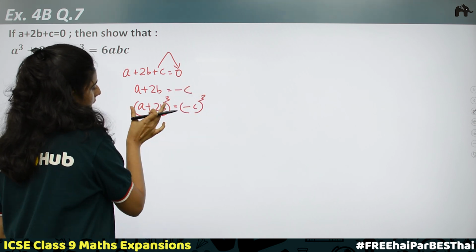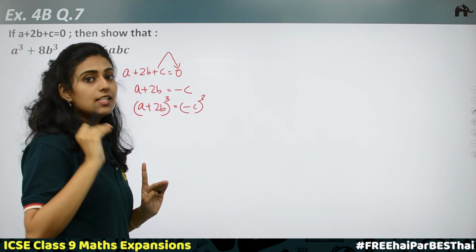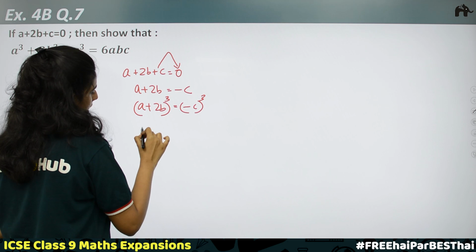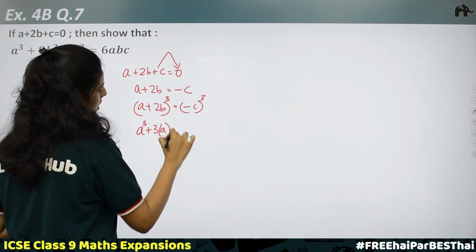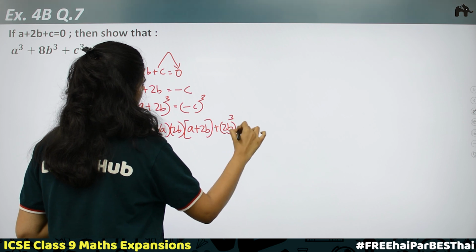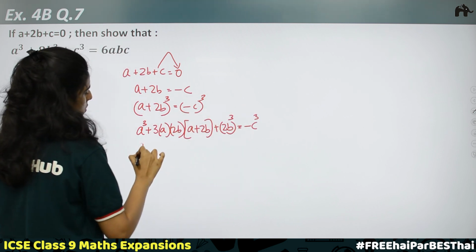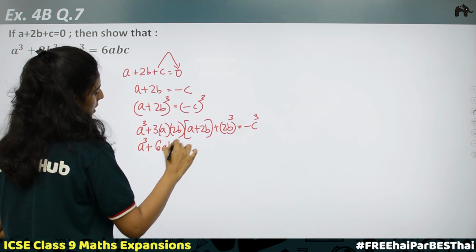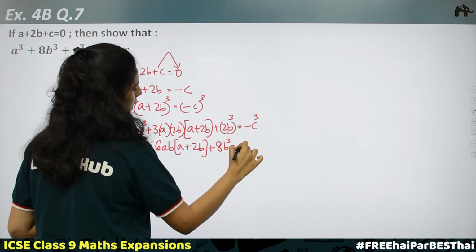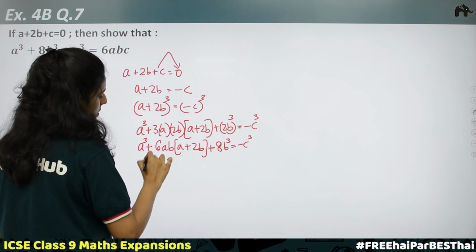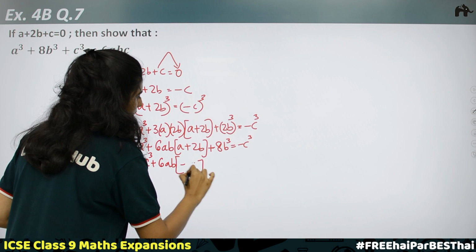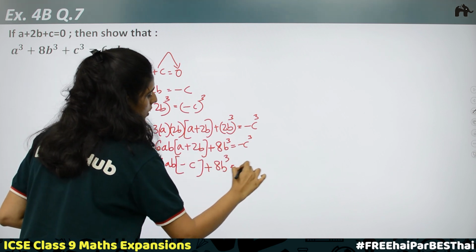This is of the form (a + b)³, which is a³ + 3ab(a + b) + b³. So, here in place of b, we have 2b. This is a³ + 3 into a into 2b into (a + 2b) + (2b)³ is equal to −c³. So, a³ + 6ab(a + 2b) + 2 cube is 8b³ is equal to −c³. a³ + 6ab into, we know a + 2b is equal to minus c. So, put minus c here. Plus 8b³ is equal to −c³.